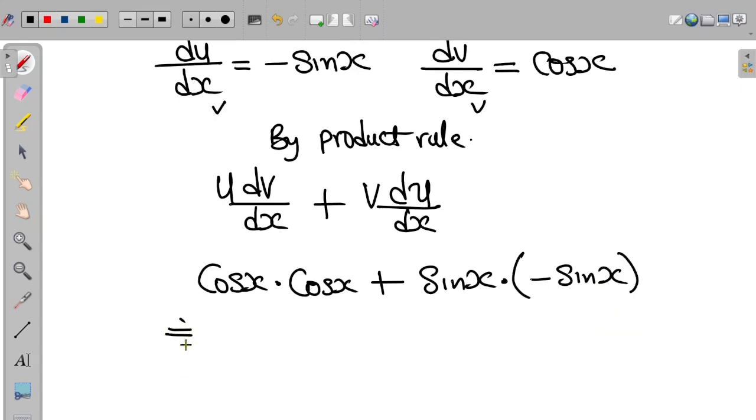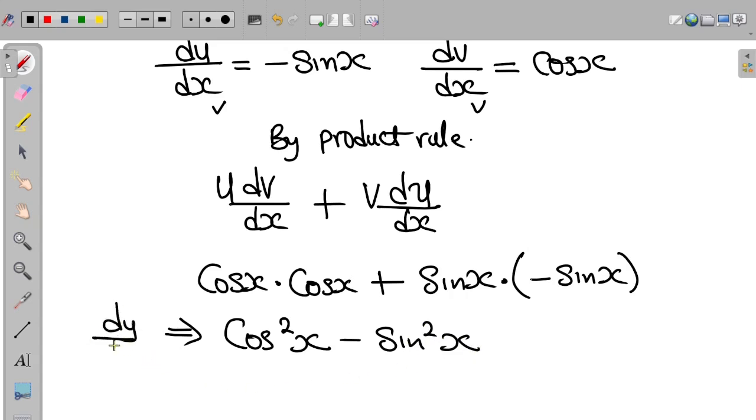So at this point, we have that cos x times cos x is cos squared x, and sin x times minus sin x is minus sin squared x. So at this point, we have been able to find the derivative of the function given to us.